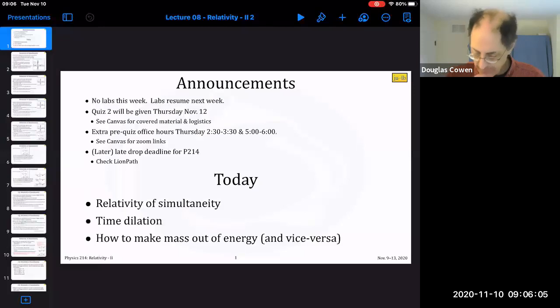Okay, so today we're going to talk about the relativity of simultaneity, which is a bit of a mouthful, but it's basically a statement that events that are simultaneous in one reference frame are not necessarily simultaneous in another. And then we'll get quantitative about that and talk about something called time dilation. And if we have time, we'll then talk about how to make mass out of energy and vice versa.